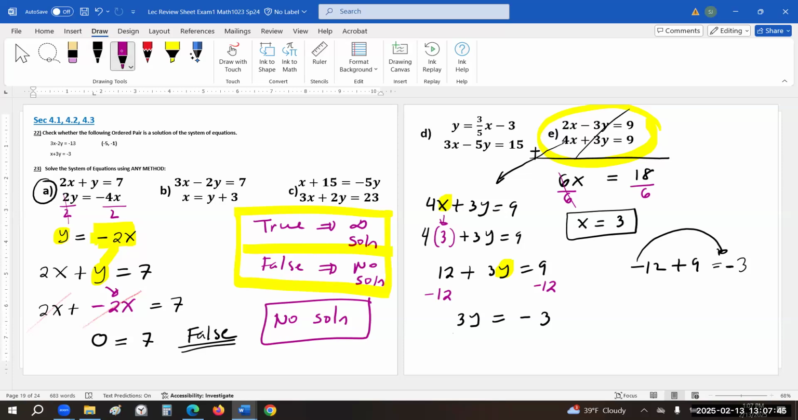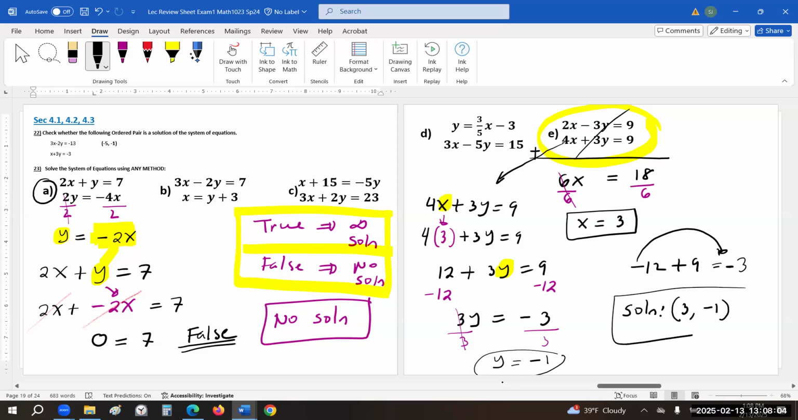But our y is not alone yet, right? So we divide this time by 3, and we get y equals negative 1. So you write the solution as a pair. X is 3, y is negative 1.